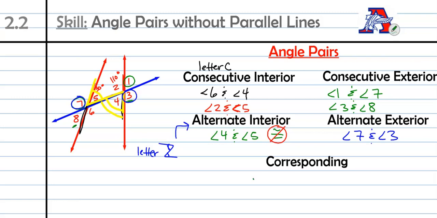Corresponding angles, that's where we do the letter F. So I'm going to find an F. There's a nice F right there. And we could find the inside, so angles 8 and 4 would be an example of corresponding. Again, they're both acute, but angle 8 is smaller than angle 4. So they are also not congruent because our lines are not parallel.